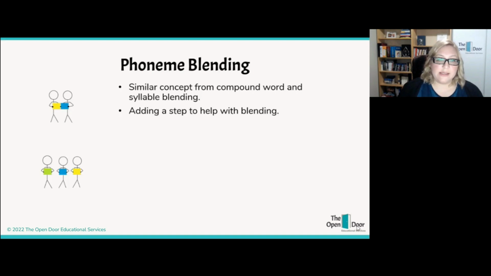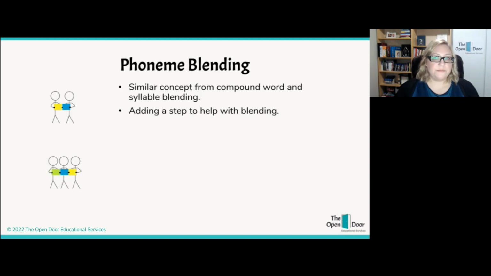But that added step of them blending their sounds together really helps with blending together their phonemes. So say the word was cat, the first student goes k, the next ah, the next t. And then when you do that gesture, cat, and then cat. So you're not always going to have your students holding cards in front of the class.